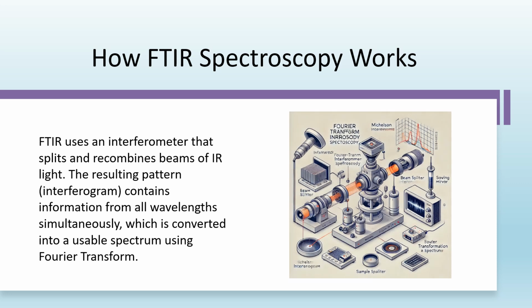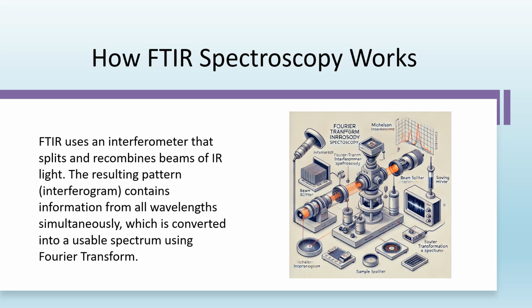FTIR spectroscopy operates using a clever and efficient system, the interferometer. Here's the process. The interferometer splits a single beam of infrared light into two paths. These beams are then recombined to create an interference pattern known as an interferogram. What makes this technique so powerful is that the interferogram contains information from all wavelengths simultaneously.